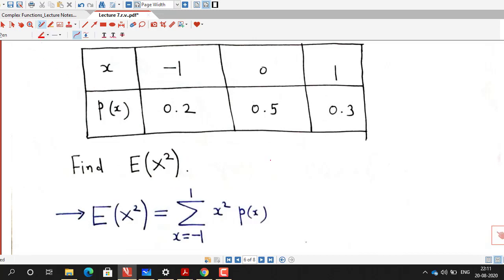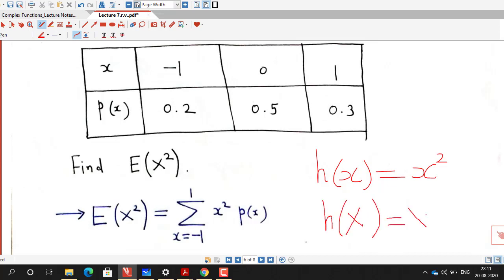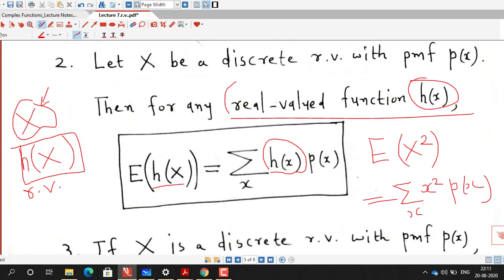Okay, so here we are using that the function is x square. So h of capital X is going to be capital X square, and we are using this remark. So h of x is x square. Instead of x square you may have any real valued function. You can use this formula to calculate the expected value of a function of a random variable.